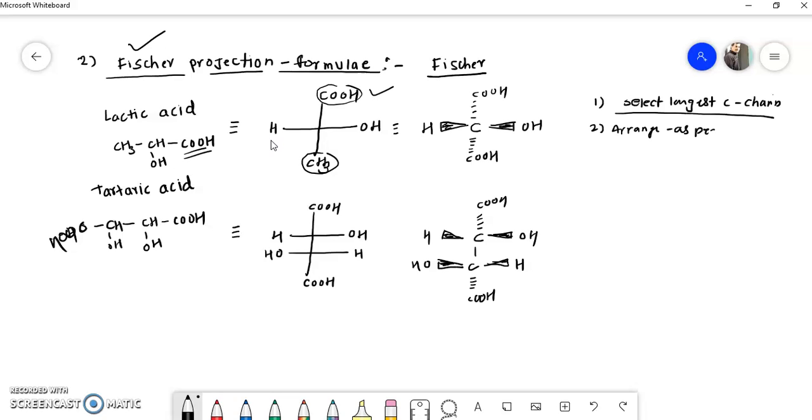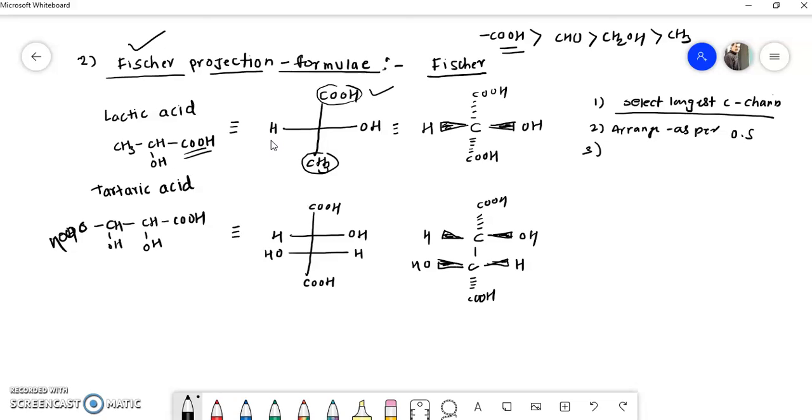as per oxidation state. So for your understanding, I will write here the order of oxidation state. COOH is higher than CHO, which is higher than CH2OH, which is higher than CH3 or alkyl group, you can say. So you will observe clearly that the COH group has the highest oxidation state, so it is written on the top. So this is about first select the longest chain, second arrange the groups as per oxidation state. More oxidized group will be on the top, less oxidized group will be on the bottom.